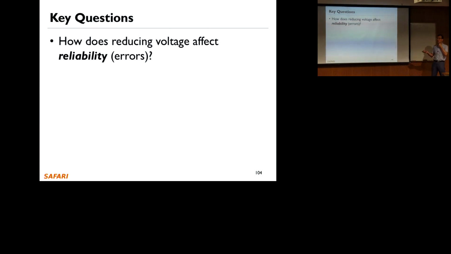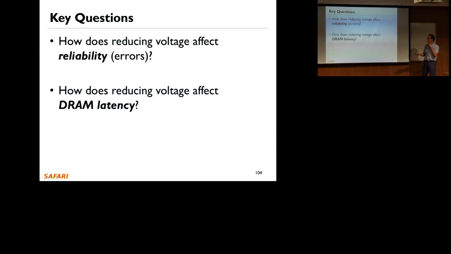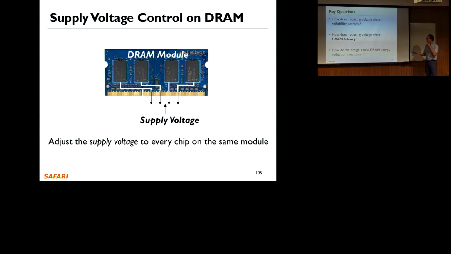So there are several key questions. How does reducing voltage affect reliability, meaning errors? How does reducing voltage affect DRAM latency? Or how can you compensate for reduced voltage? How do we design a new DRAM energy reduction mechanism?